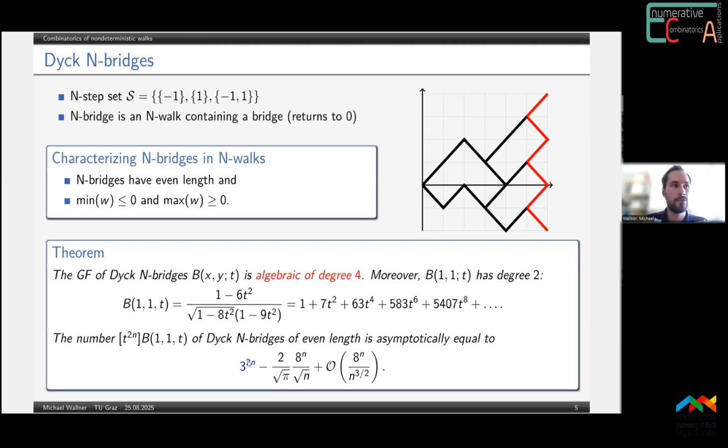But if you recall, the total number of these paths is 3 to the length, so 3 to the 2n. But that basically tells you that if you take a random dig n walk, it will be with probability 1 a dig n bridge as the length goes to infinity. And that's completely different behavior than for normal classical paths.